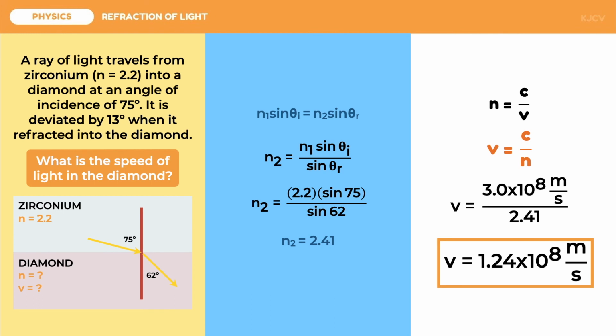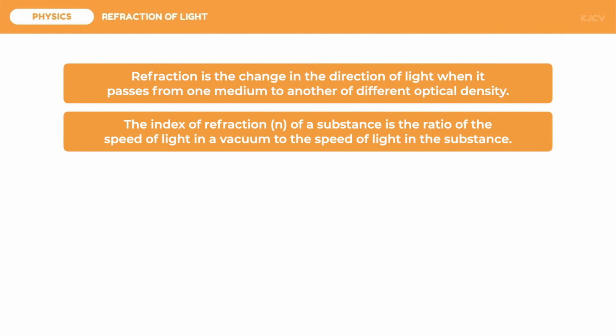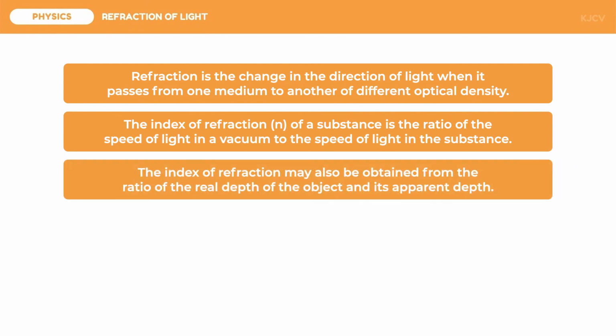To conclude this lesson, let us review the following key points. Refraction is the change in the direction of light when it passes from one medium to another of different optical density. The index of refraction of a substance, denoted by n, is the ratio of the speed of light in a vacuum to the speed of light in the substance. The index of refraction may also be obtained from the ratio of the real depth of the object and its apparent depth.